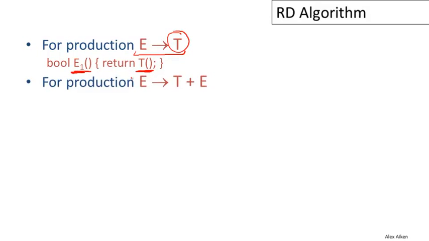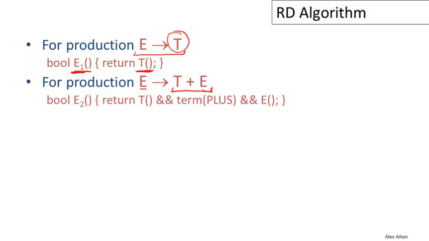For the second production, we have a little more work to do. Now E will succeed if T plus E can match some of the input. And how does that work? Well, first, T has to match some of the input, so some production of T has to match a portion of the input. And after that, we have to find a plus in the input following whatever T matched. And if plus matches, then some production for E has to match some portion of the input. And notice the use of the short-circuiting double AND here. So this is actually important.